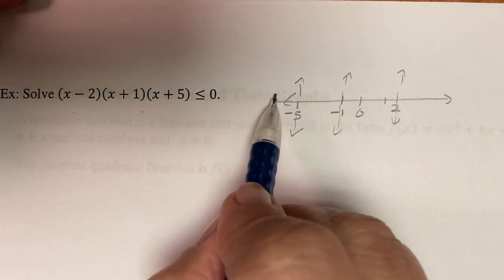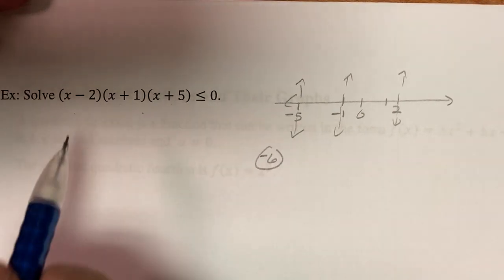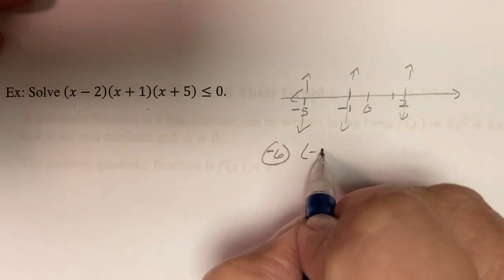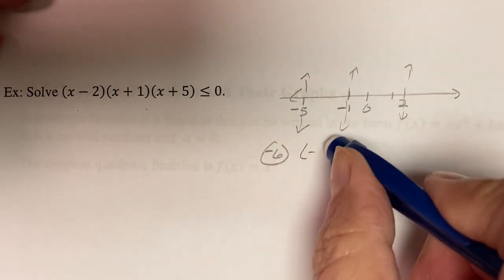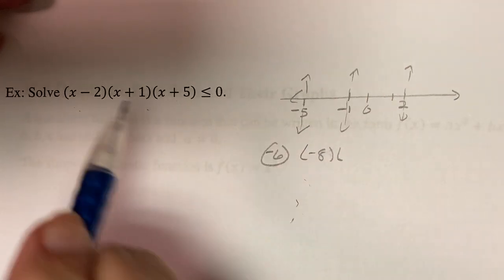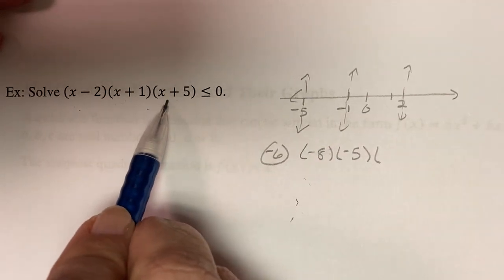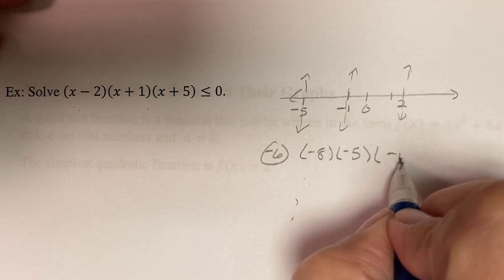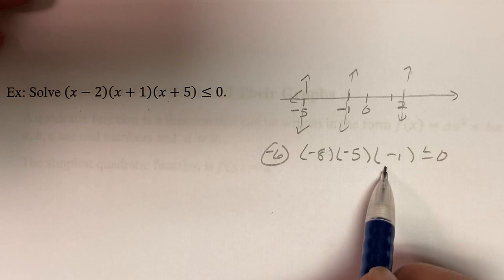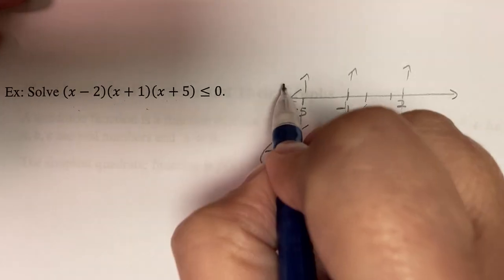So let's start down here and let's try -6. If I plug in -6 into here, well, let's see, -6 minus 2, I'd get -8 times -6 plus 1 is -5 times -6 plus 5 is -1. Is that less than or equal to 0? Well, I can tell because there's 3 negatives, my answer is going to be negative, which is definitely less than or equal to 0. So that's a go.